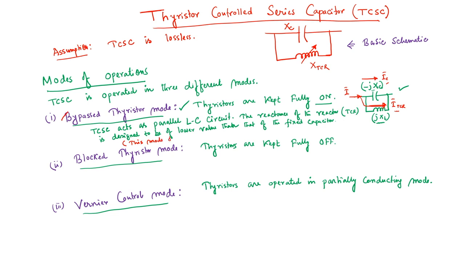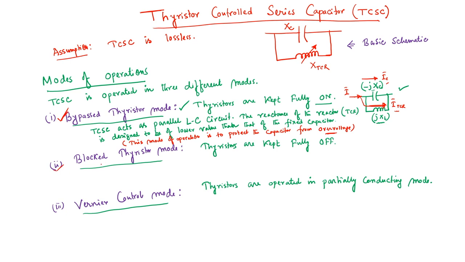So, this mode of operation is to protect the capacitor from over voltage. Okay. So, when over voltage may happen, that is of course not a healthy condition. So, when there is a possibility of having over voltage across the capacitor, this mode of operation is initiated. Okay, that is bypass thyristor mode.